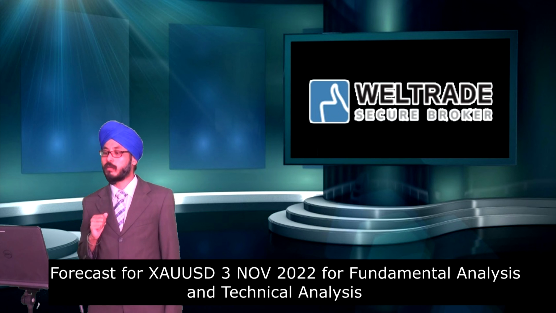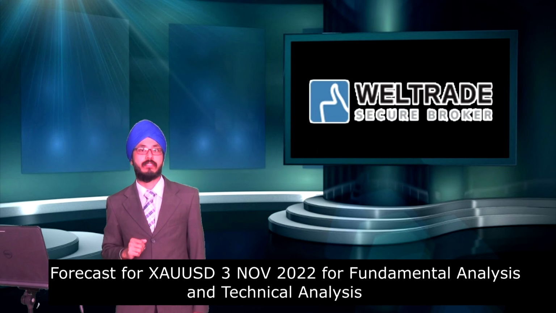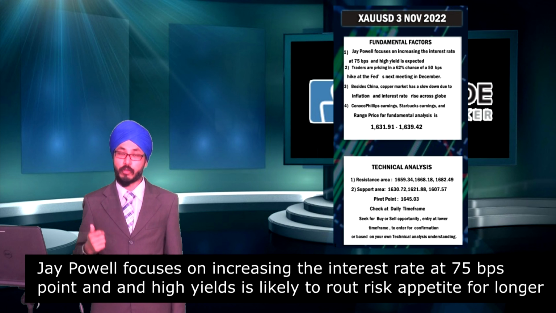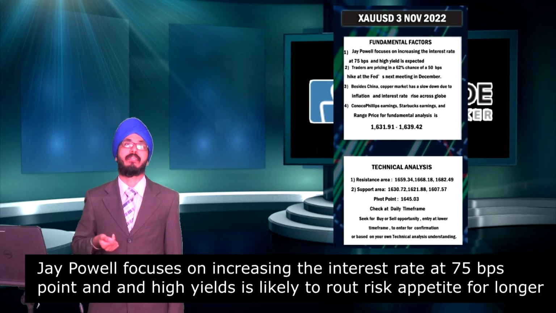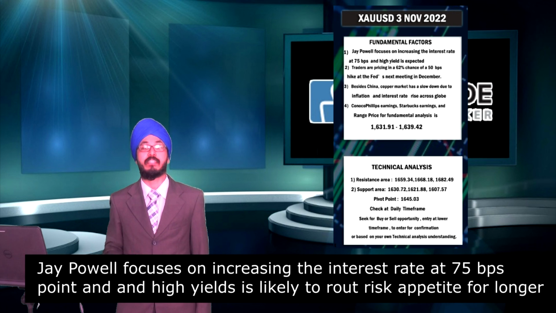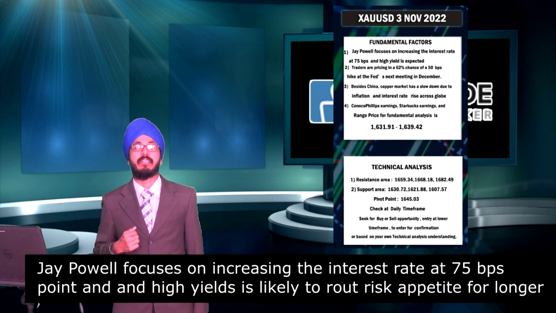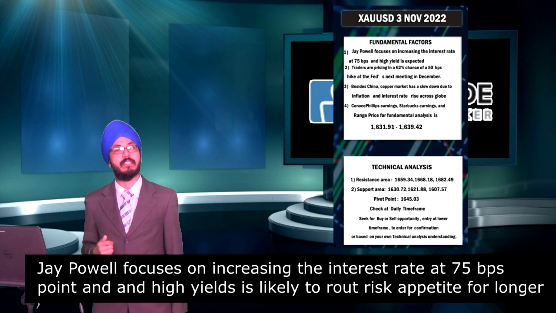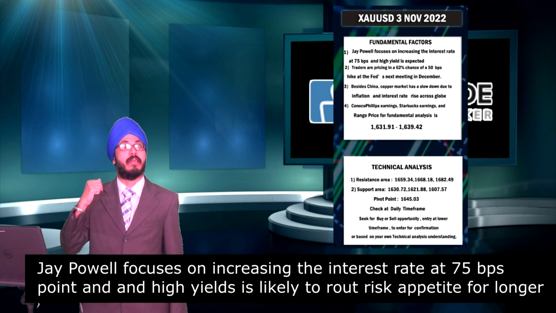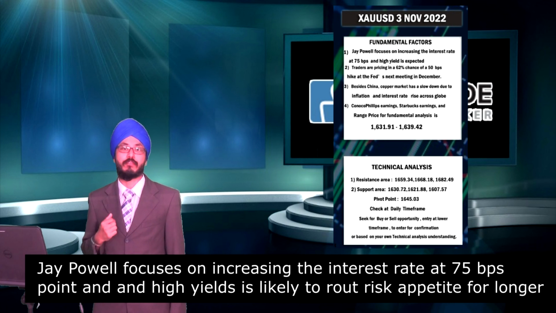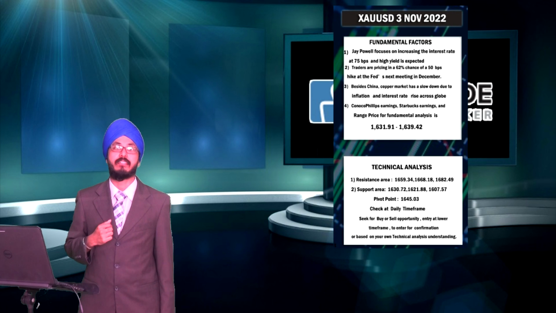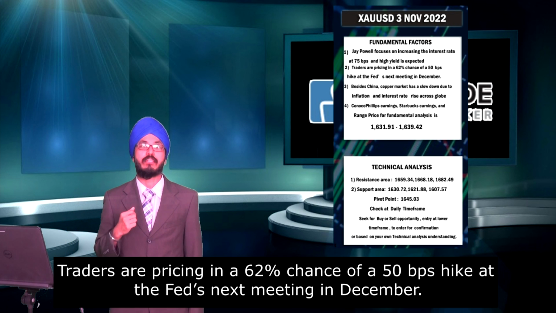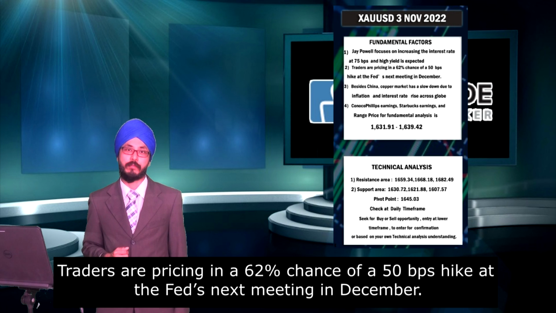Firstly, we will look at our first fundamental factor, which is that Powell is focusing on increasing the interest rate by 75 basis points, which he actually did, and likely this trend continues up to December. And in December, it is likely that it will hike the interest rate by 50 basis points. Secondly, as we can see, many traders see a 62% chance that the Fed will hike the interest rate. So many investors and traders are looking towards more strengthening of the US dollar.